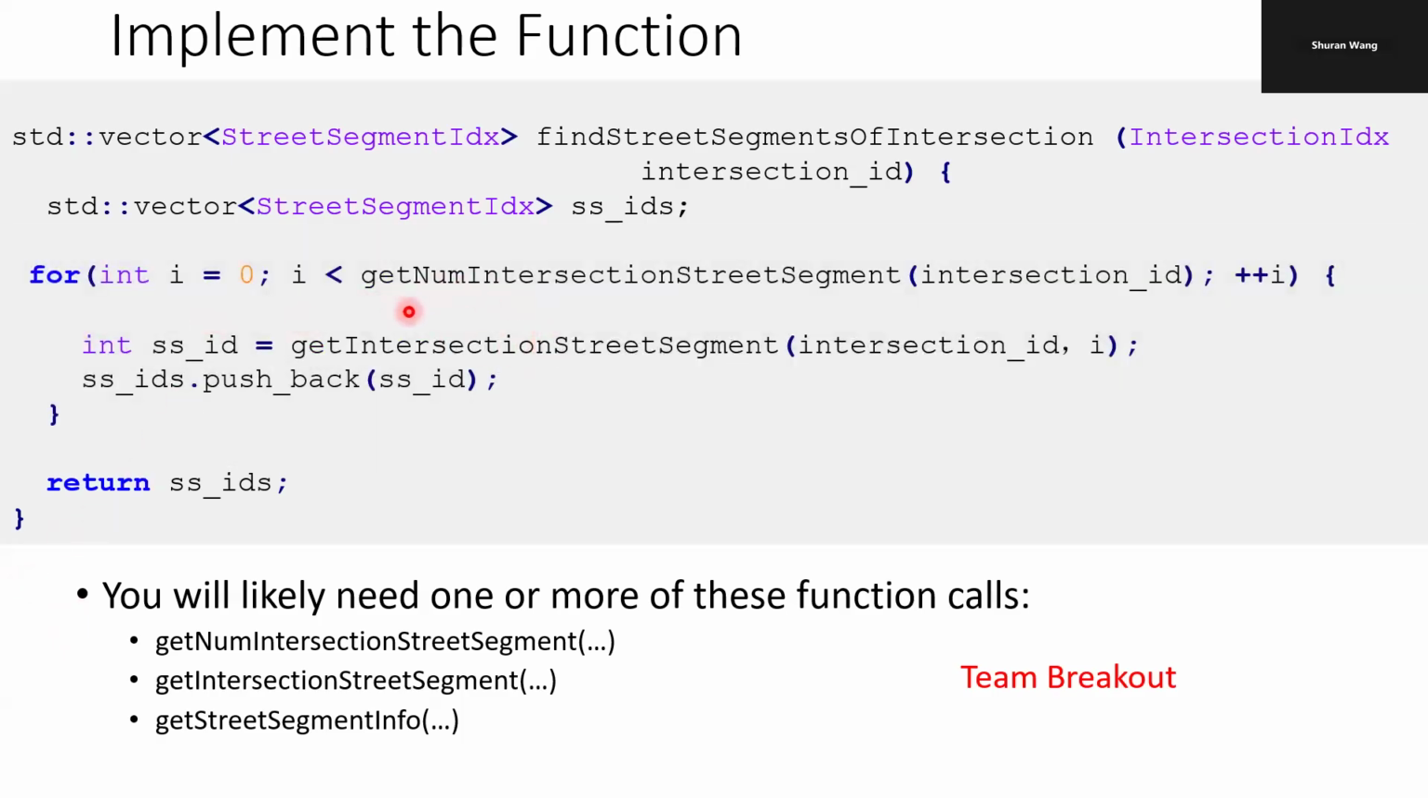You first call get num intersection street segment intersection ID to get the number of street segments connected to the intersection. You loop from 0 to that number minus 1 in a for loop. And in each iteration, you call get intersection street segment intersection ID and i to get the actual street segment index. And because we just need the street segment index, we just directly push that back into the return vector.